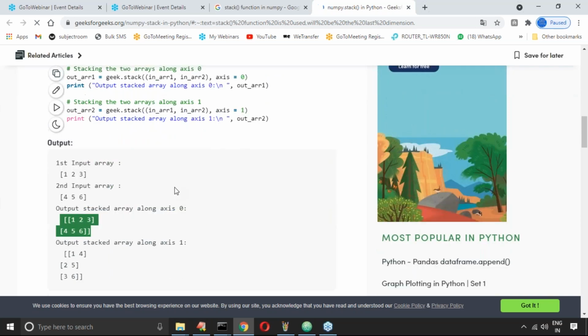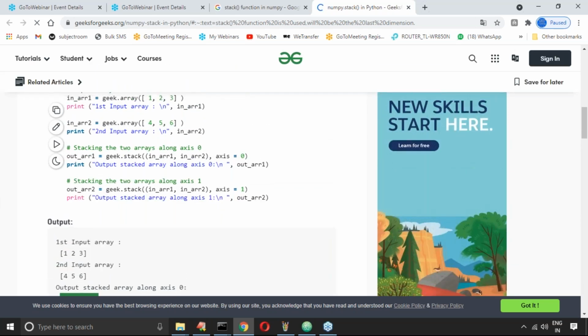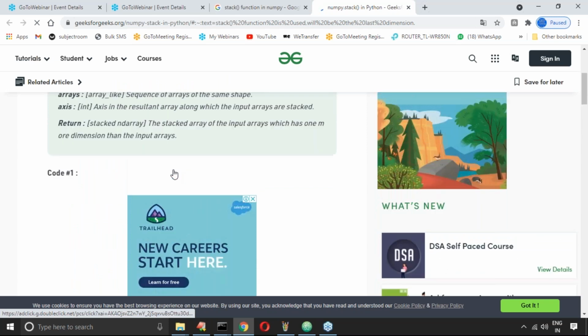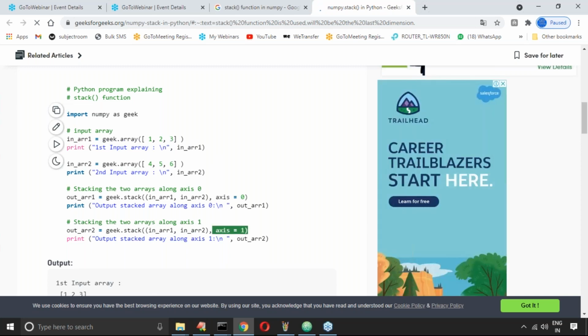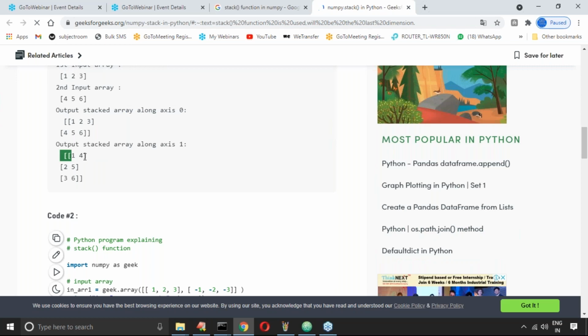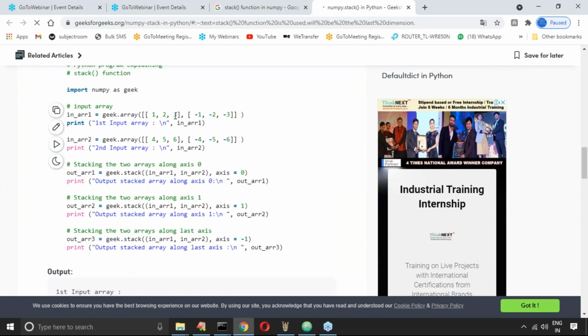Next, axis 1. Here, this is example 2, it seems. Code 1, 4, 5, 6, like in array 1, in array 2, axis equal to 1. So 1 2 3 4 5 6 means 1 4 2 5 3 6, correct? Okay, like next, two-dimensional arrays.